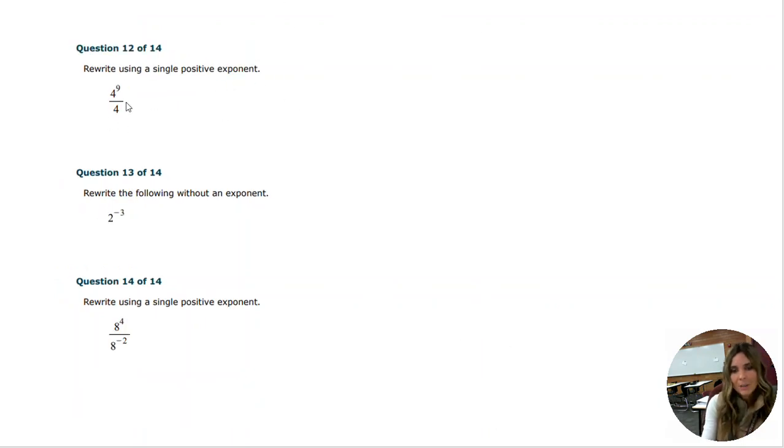Okay, so for the next one, 4 to the 9th divided by, we have to remember that this is 4 to the 1st. So this is a situation of dividing like bases. We're going to keep the base the same. We are going to subtract the exponents. So this becomes 4 to the 9 minus 1, which is 4 to the 8th. And now we've already followed these instructions of leaving it with a single positive exponent. Okay, next one. 2 to the negative 3, the way that we rewrite that so that it's not a negative exponent is we write it as its division, 1 divided by 2 to the positive 3.